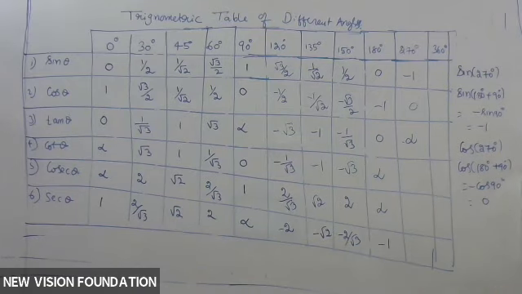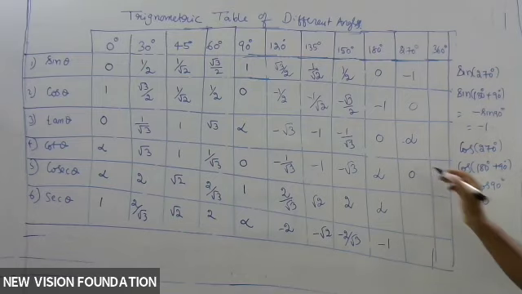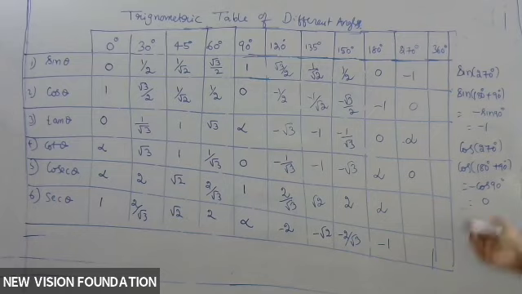Cot 270 degrees is cos by sin, 0 by minus 1, which becomes 0. Cosecant 270 degrees is 1 by minus 1, which becomes minus 1. Secant 270 degrees is 1 by 0, which is not defined. Like that, we get the values for 270 degrees.